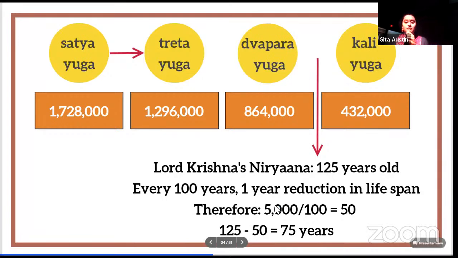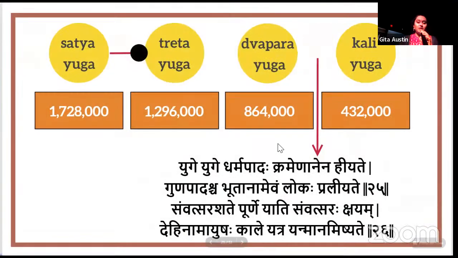So 125 minus 50 is 75. And if you look at today's lifespan, generally, if you look at the statistics, it's 76 years, which is so close to what they mentioned, 75. So what does that mean? We have less time to do dharma, less time for artha, less time for kama and moksha. So in the time we have, there is more need to be effective. There's a big need to be more effective.